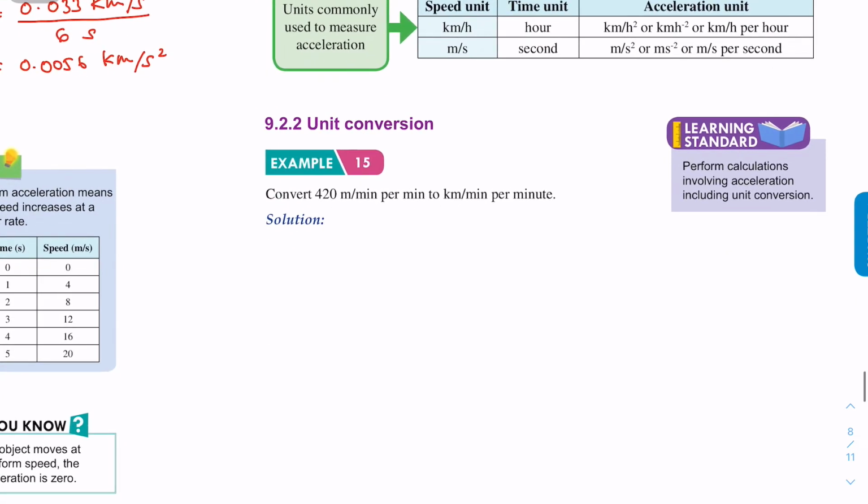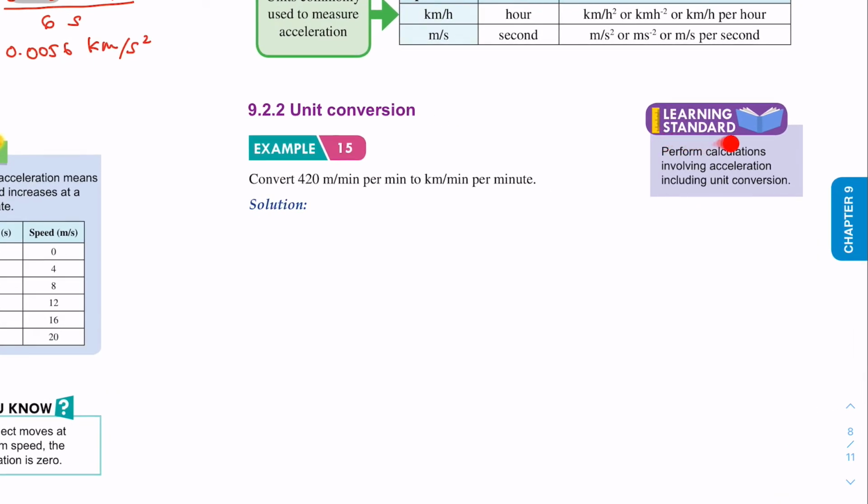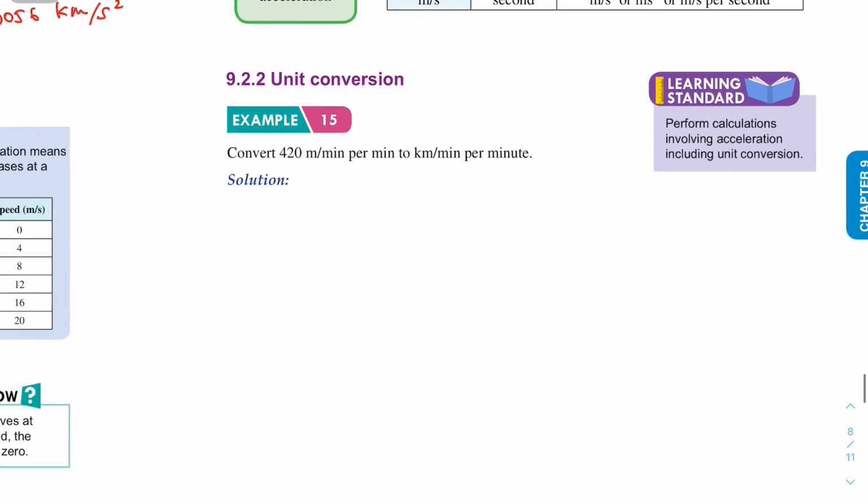Okay, next learning standard. We have perform calculation involving acceleration including unit conversion. Now the question: convert 420 meter per minute to kilometer per minute per minute. So macam mana kita nak buat? How to do this question? So first we have 420 meter per 1 minute, and then per another 1 minute.